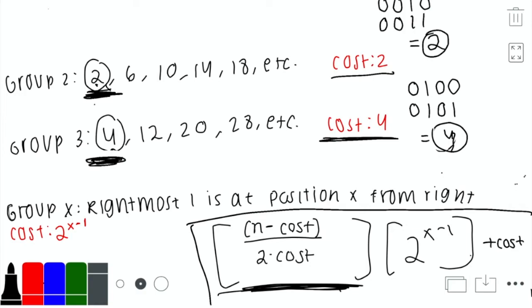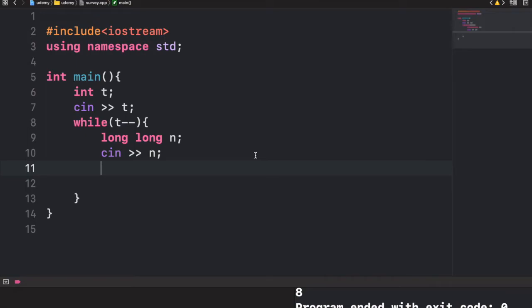So now that we have this formula, let's actually try coding this problem. Okay, so I'm going to be going over the code now. So I created an integer t, which represents the number of test cases. I inputted it, and so I'm doing a while loop while t minus minus. And so within this while loop, I have a long n, and I'm inputting n. And again, n represents the number of cities.